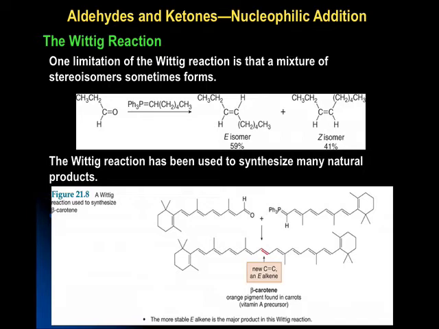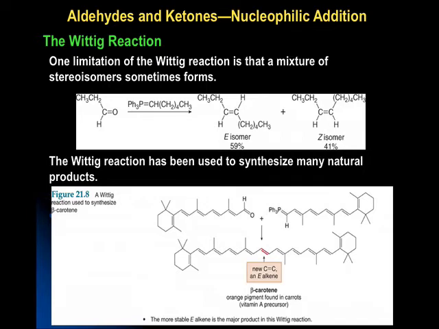The Wittig reaction has also been used to make the orange pigment found in carrots called beta carotene. And so you can see that you have an ylide here, we have an aldehyde here, mix the two together. This red bond is now created, and now we have the entire extremely highly conjugated system that's called beta carotene. And all of this conjugation is why beta carotene is orange, right?